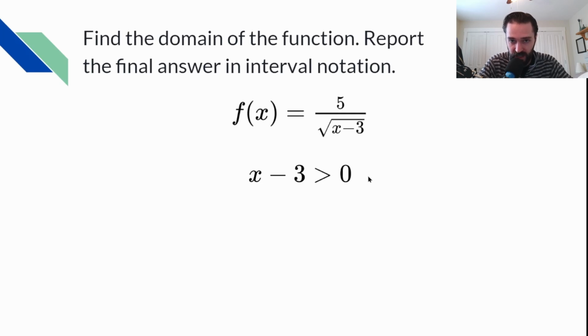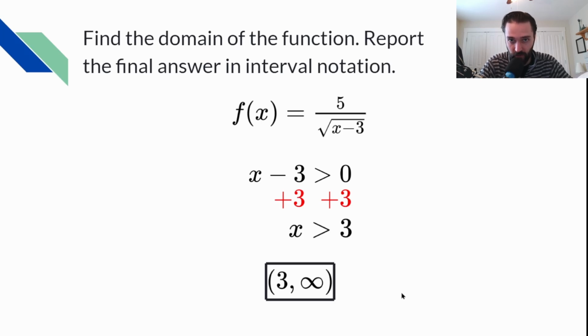So when we solve for x here, we add 3 to both sides, and that gives us x is greater than 3. The values for x must be greater than 3 in order for us to be taking the square root of non-negative numbers. So x is greater than 3, and 3 is not included, so we use a parenthesis right here. We have 3 to infinity, and that's our solution in interval notation.